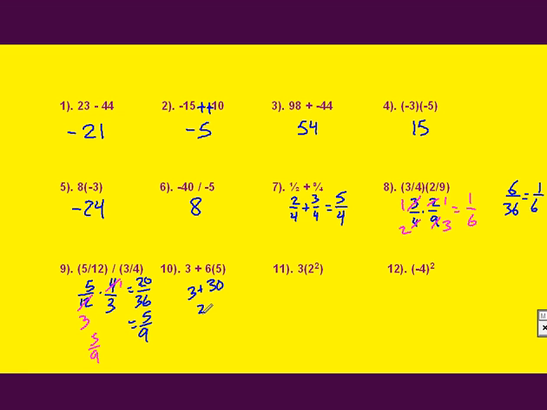Order of operations for number 10, got to do the exponents, parentheses, all those first. So 3 plus 30 gives me 33. Exponents come before multiplication. So this is now 3 times 4, which gives me 12. And this one, a negative times a negative is a positive. So 4 squared is positive 16.